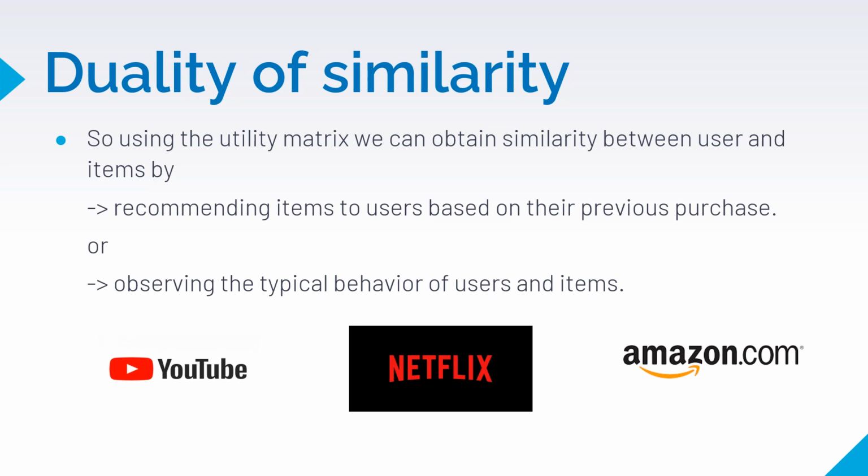Moving on, we have duality of similarity. Using the utility matrix and measures of similarity, we can obtain similarity between users and items by recommending items to users based on their previous purchases or by observing the typical behavior of the users and items. A few examples of where we use duality of similarity, or recommendation systems, are YouTube, Netflix, and Amazon. In these applications, they recommend choices based upon our previous history.